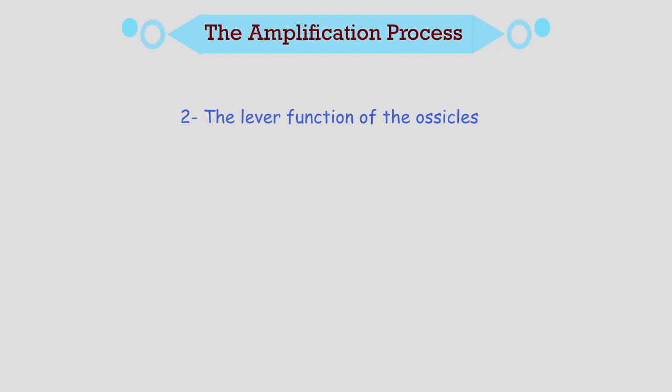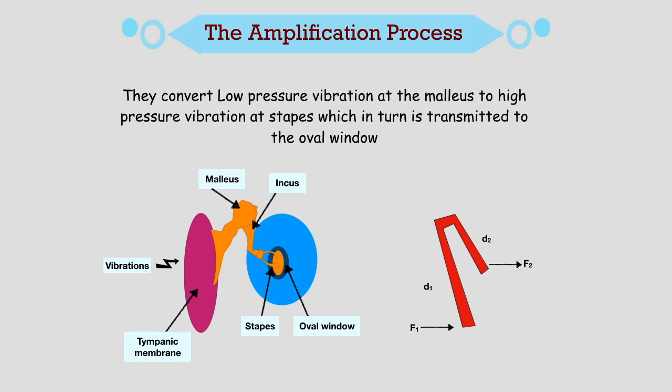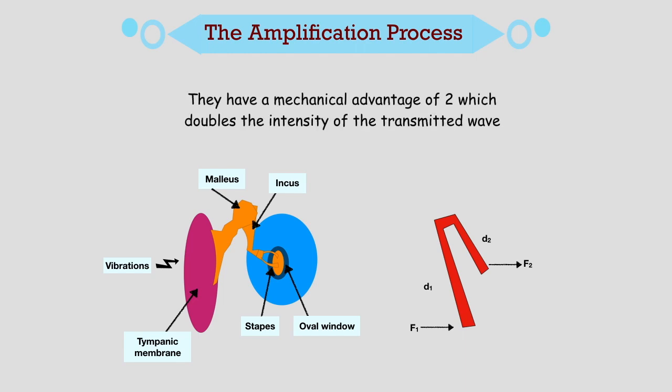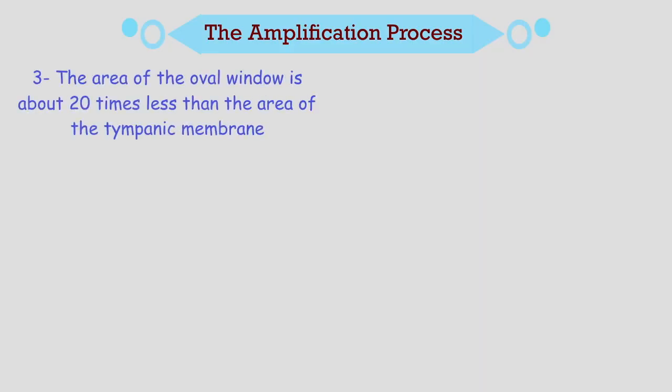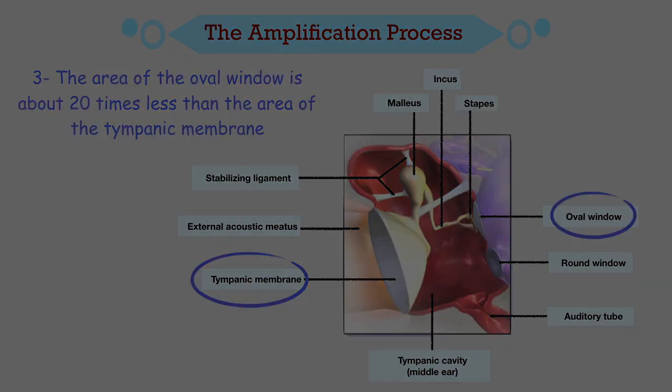2. The lever function of the ossicles. These convert low pressure vibrations at the malleus to high pressure vibrations at the stapes, which in turn is transmitted to the oval window. They have a mechanical advantage of 2, which doubles the intensity of the transmitted wave. 3. The area of the oval window is about 20 times less than the area of the tympanic membrane.